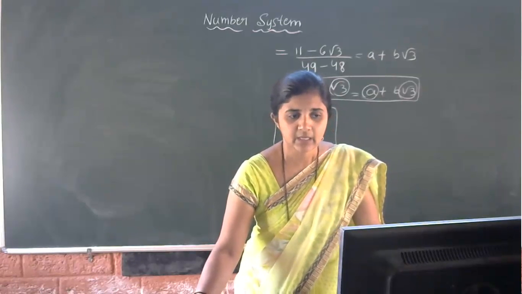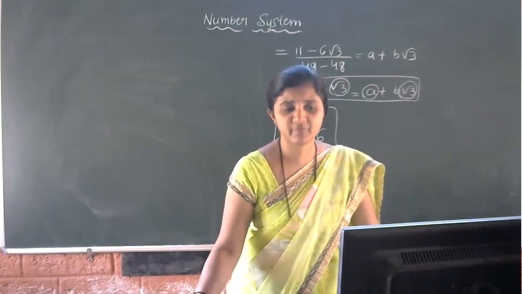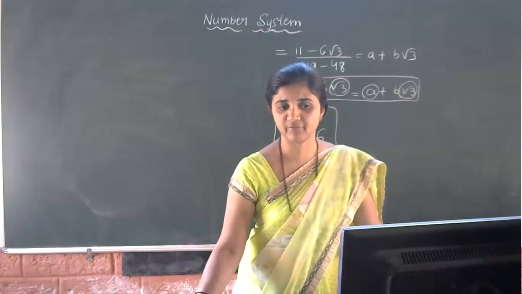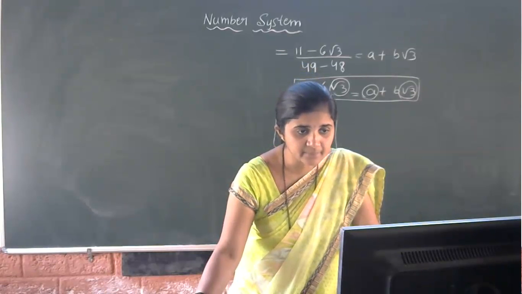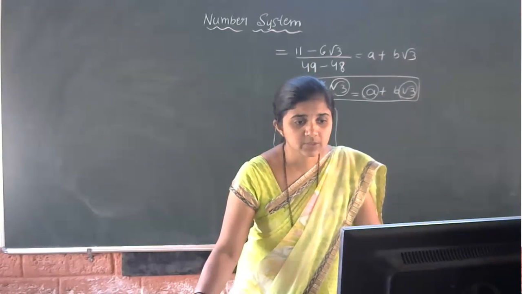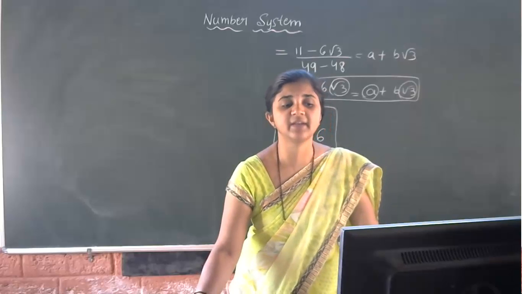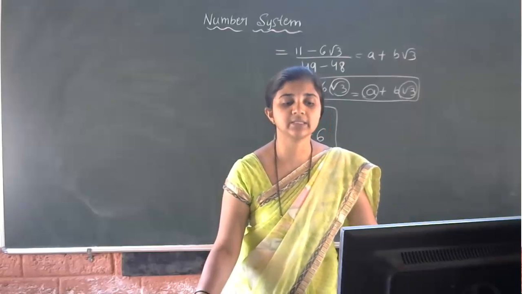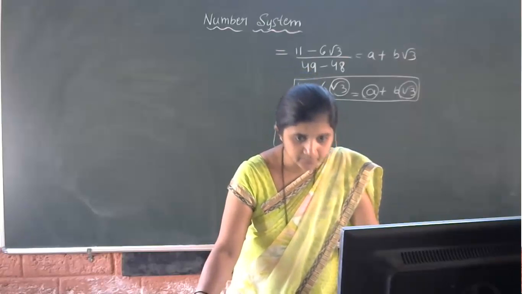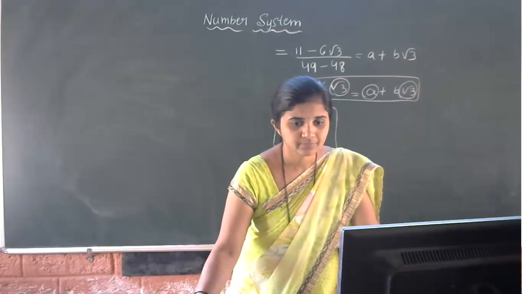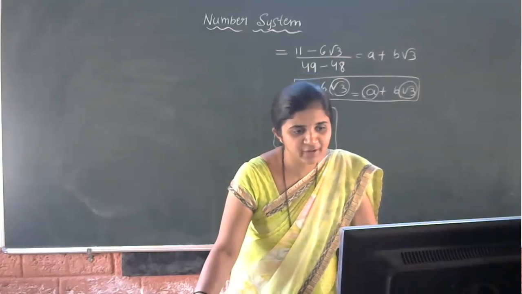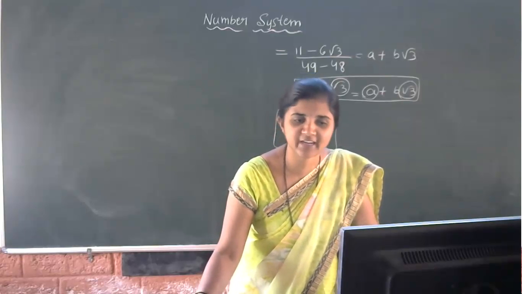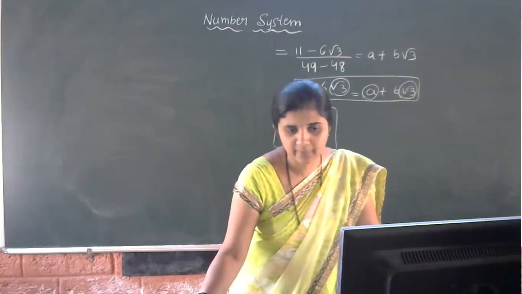Next one, very easy. 1296 to the power of 1 by 4 into 1296 to the power of 1 by 2. Now, 1296, we can write it as 36 square. For this, what answer actually? How can we express this one? Yeah, 36 into 36, correct. 36 to the power of 2 whole to the power of 1 by 2, right answer.